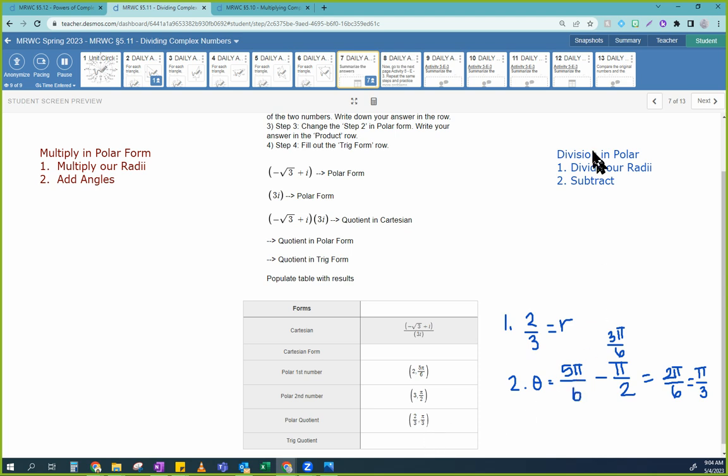Okay, so again, one more time. When you're dividing in polar form, you divide your radii and then you subtract your angles. As opposed to multiplication, where you're multiplying your radii and adding your angles. Does that make sense?